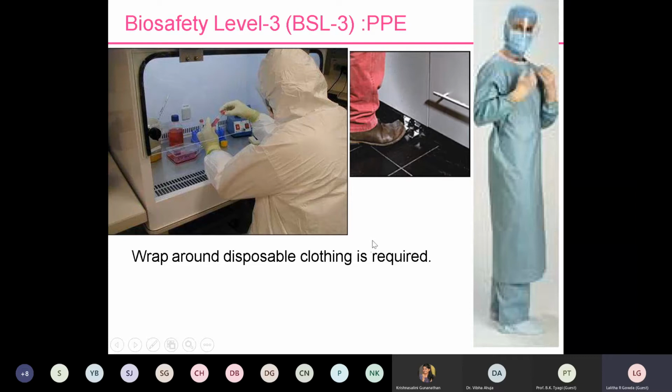And when you come to biosafety level three, in addition to all that, you need to wear these full body suits which protect you completely. The sinks, etc., in the laboratory, other than for your hand washing, should not be touched with the hand. We should have either sensor operated sinks, or leg operated pedals which will operate the sink. And many a time in the biosafety level three cabinets, you also have the gloved hoods where you don't even have an opening in the front.